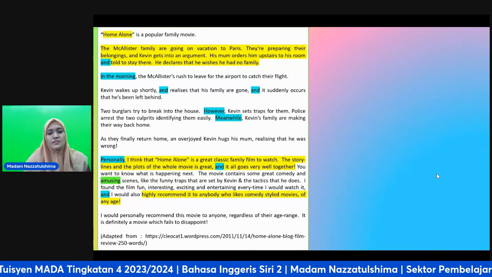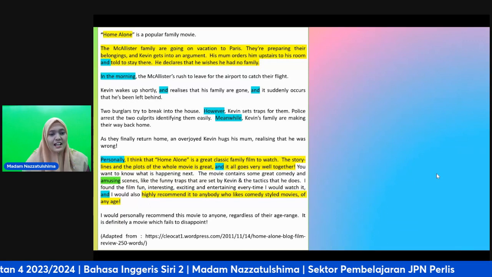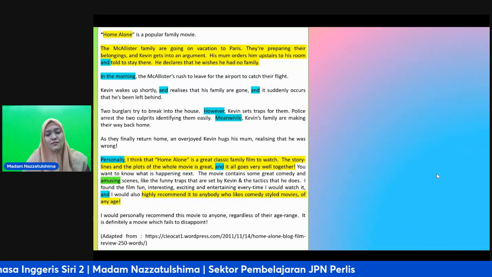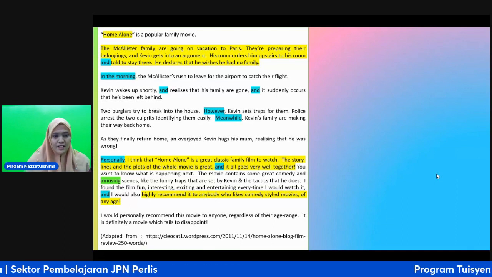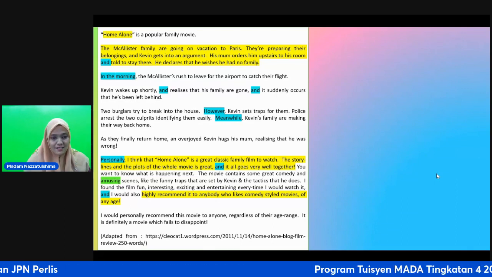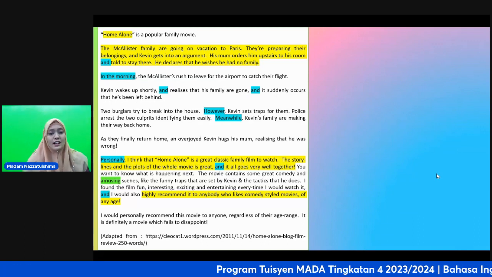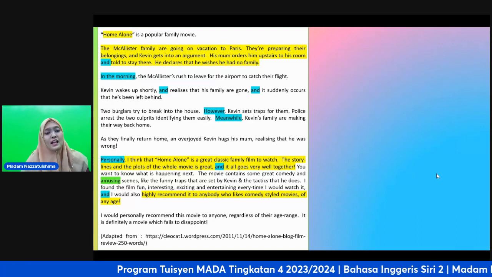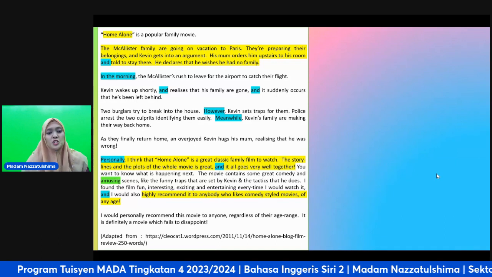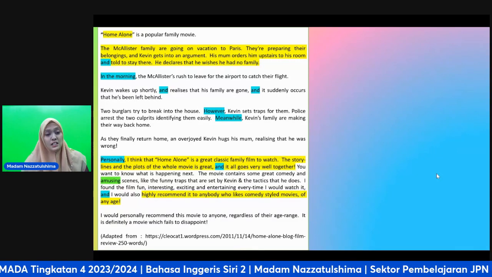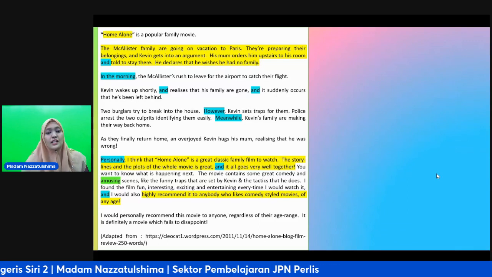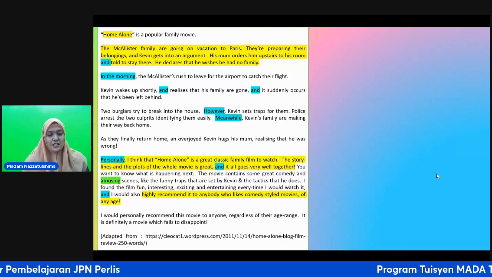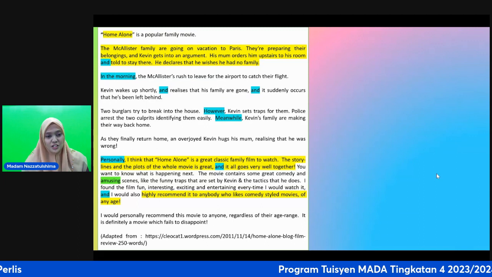Okay, the movie contains some great comedy and amusing scenes, like the funny traps that are set by Kevin and the tactics that he does. I found the film fun, interesting, exciting, entertaining every time. So as you can see, there are many adjectives that we use to mention how good the movie is. And then I would also highly recommend it to anybody who likes comedy style movies of any age. Okay, so this is about recommendation.